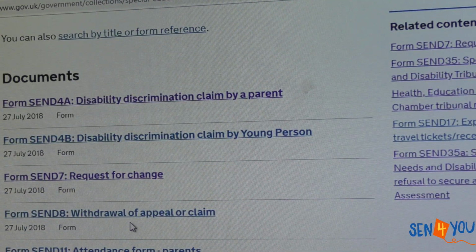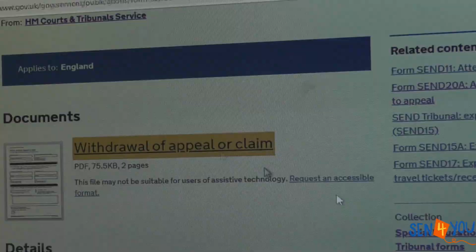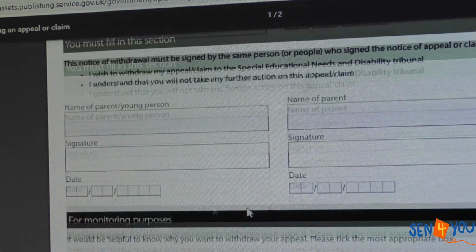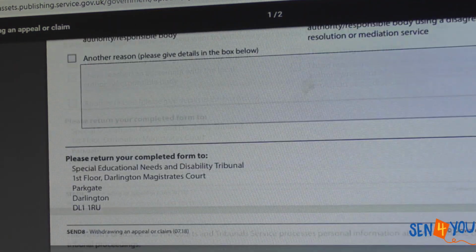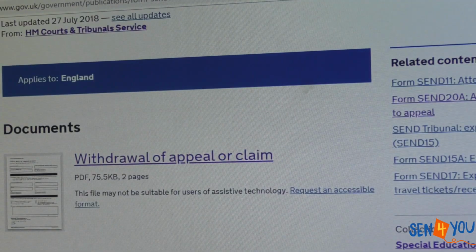If you reach agreement with the local authority and don't need to continue the appeal, then you have what's called Form SEND 8, and that allows you to withdraw the appeal, or the claim if it's a disability discrimination claim. And again, fairly self-explanatory. Download it, send it to the tribunal, and then your claim would be withdrawn.